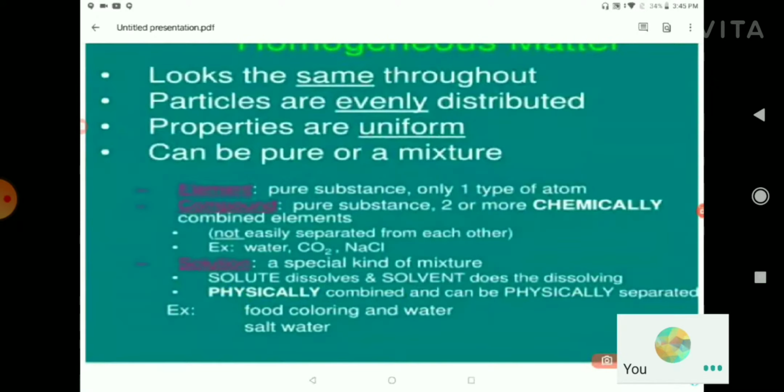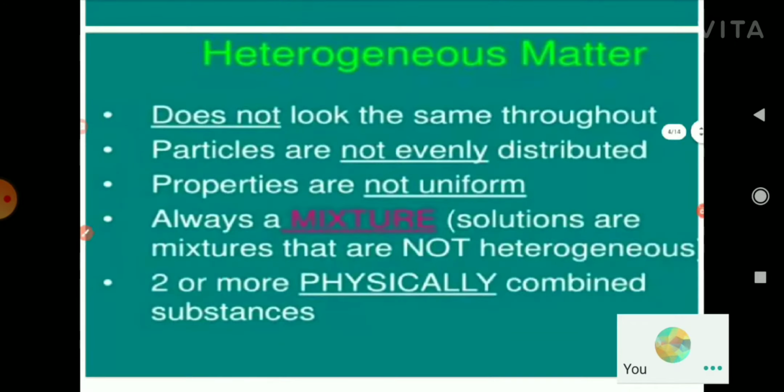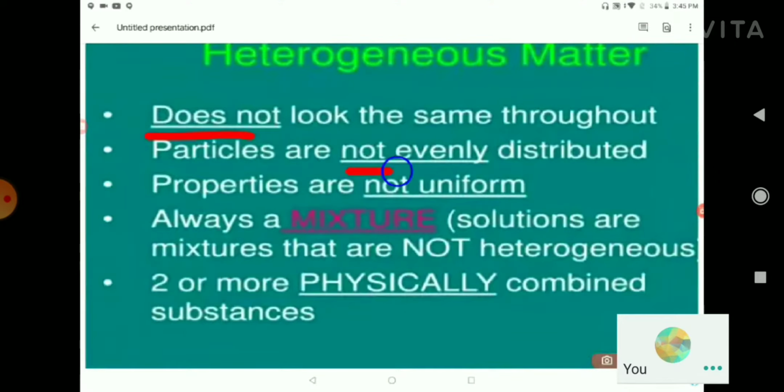Now let's move to heterogeneous mixtures. What are heterogeneous mixtures? Heterogeneous mixtures are substances which remain separate in layers when they are mixed. Even after mixing they remain in layers, and we can distinguish the first layer and the second layer. It is always a mixture. Solutions are mixtures that are not heterogeneous. Heterogeneous and homogeneous are both types of matter, with two or more physically combined substances that can be distinguished. So let's move to the next slide.